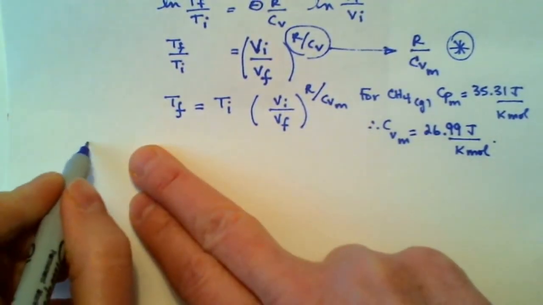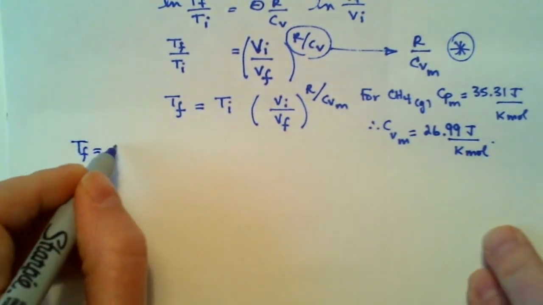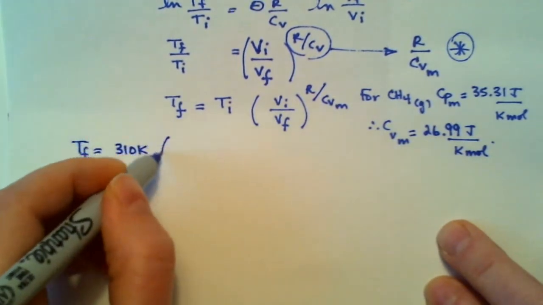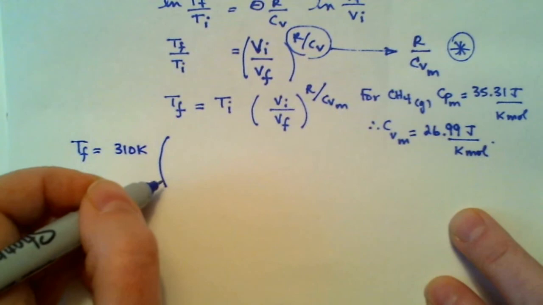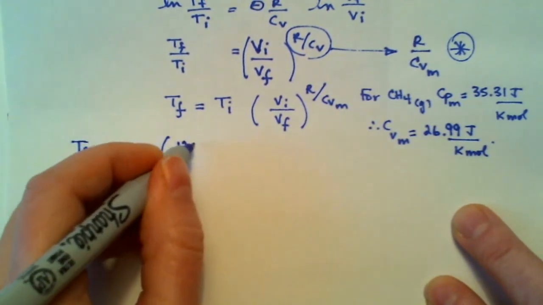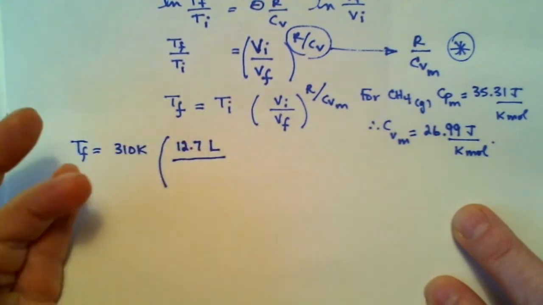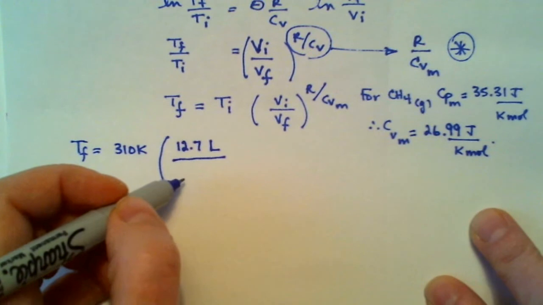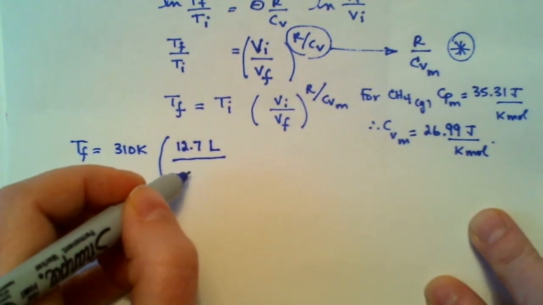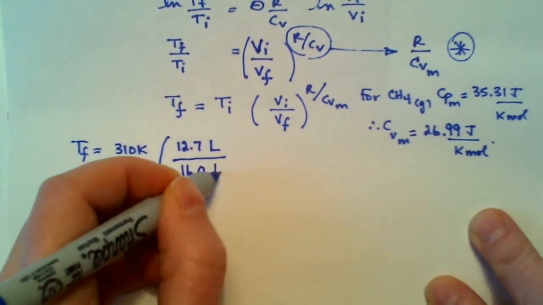So back to calculating T final. It's equal to, T initial was 310 Kelvin, and that's all multiplied by V initial, which is 12.7 liters. Doesn't matter what the units are because they're going to cancel and the ratio is the same. V final is 12.7 and 3.3, so 16.0.